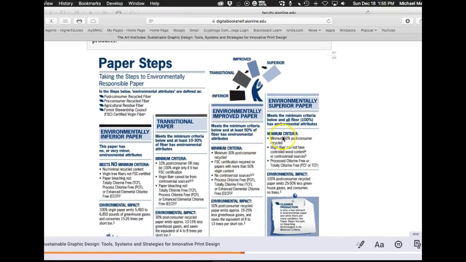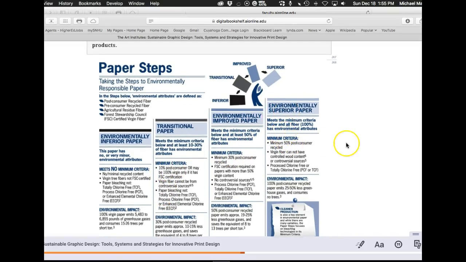Now, I've been saying you can't just say recycled paper. A lot of students are saying, well, I'm going to use recycled paper, so this is a sustainable project. Well, no, it's not, because look, there are all of these different grades of recycled paper. You have what is called environmentally inferior paper, and you have all of these conditions here. Then you have transitional paper, which is the next step up, minimal criteria. Then you have environmentally improved paper, then environmentally superior paper.